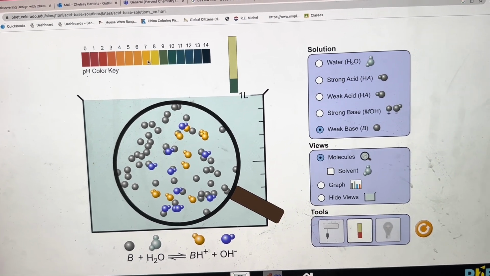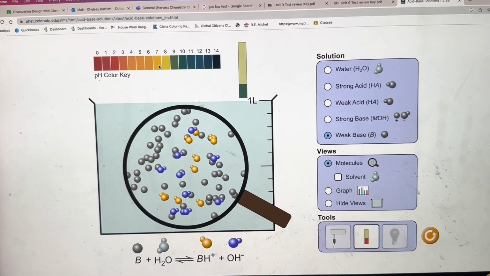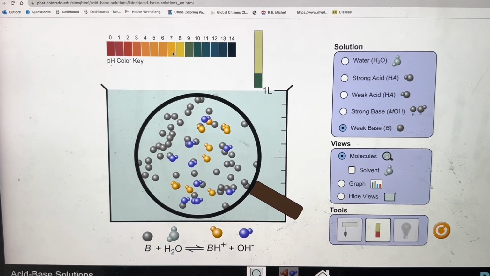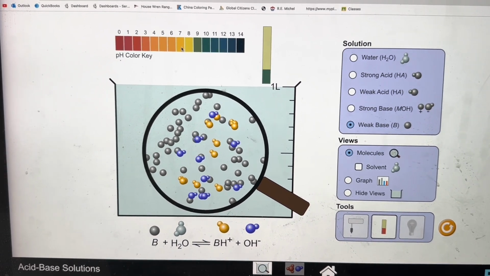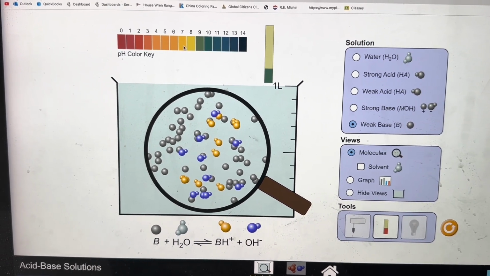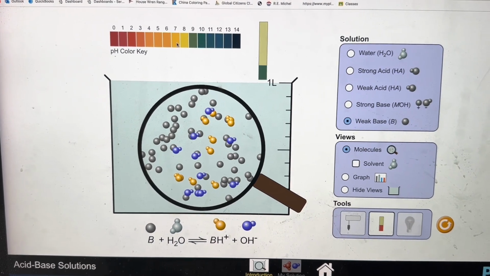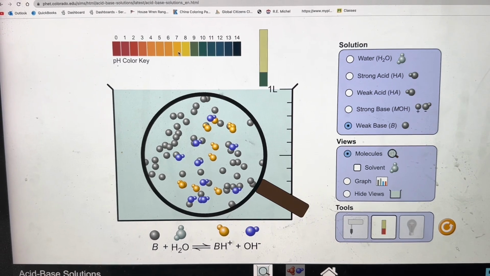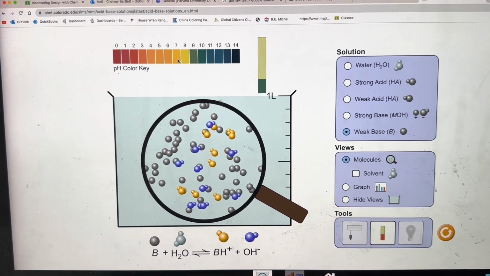Seven is considered our neutral pH, so that means it's neither acidic nor basic. There's not many hydrogen ions that are free floating, and not many hydrogen ions that have been bound and accepted by the base. So pH 7 is considered neutral.